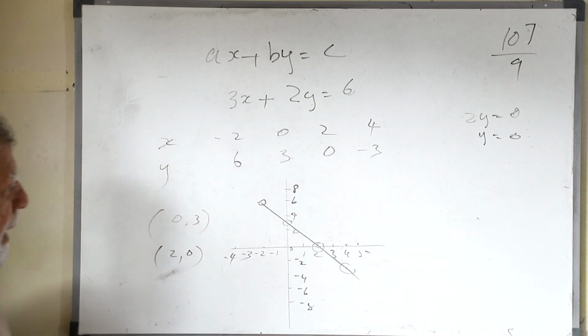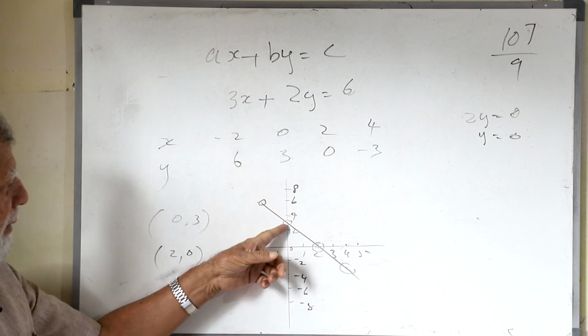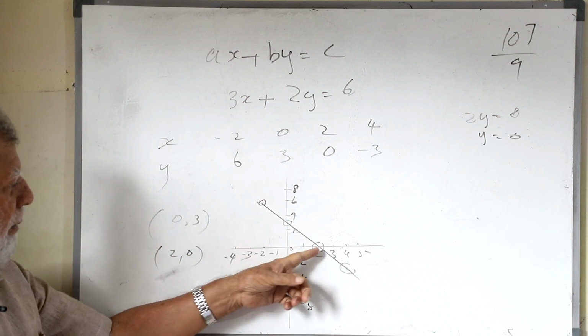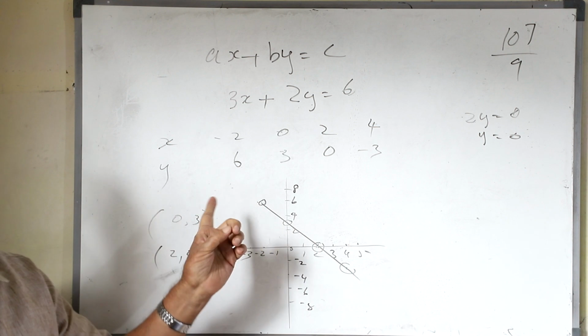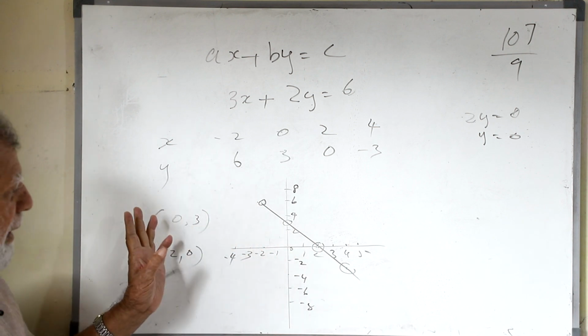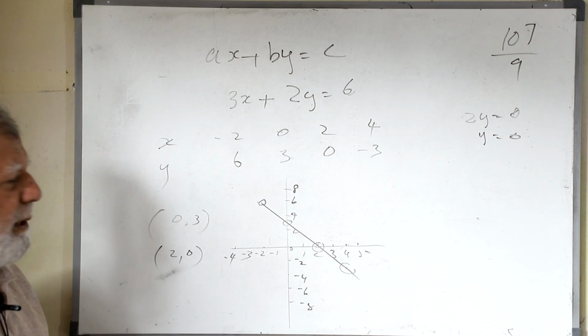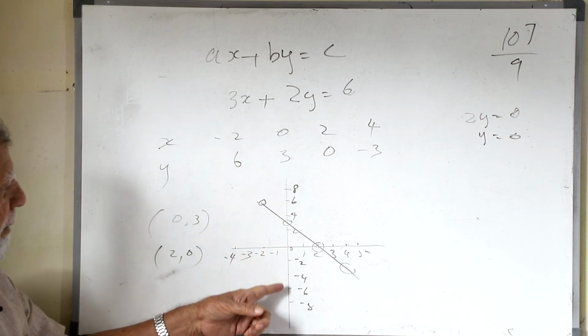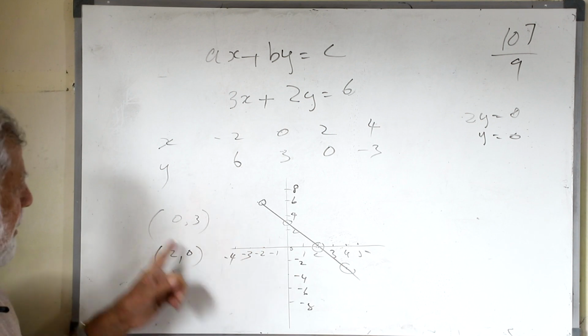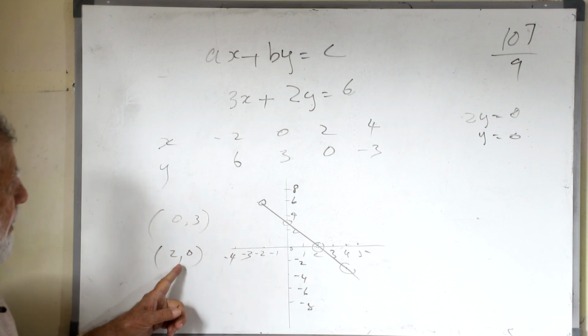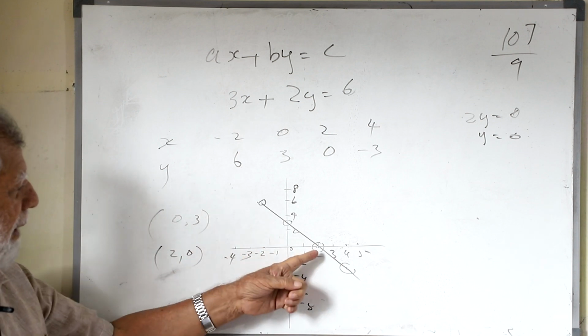You have to be careful. Now this point is here, this point is here. And the question is, where is the line cutting the axis? They are asking for the coordinates. So the coordinate of the point on the y-axis is 0, 3. The coordinate of the point on the x-axis is 2, 0.